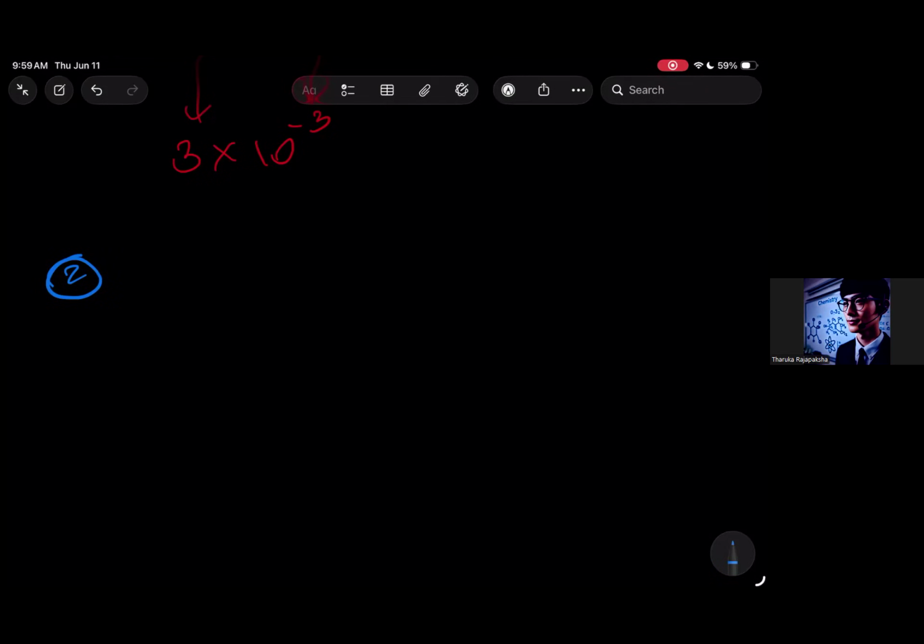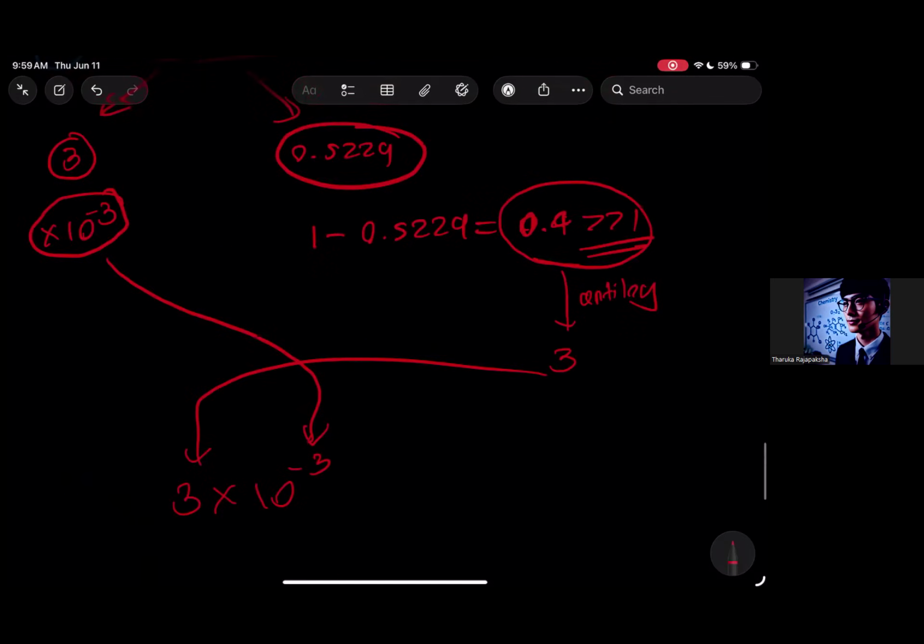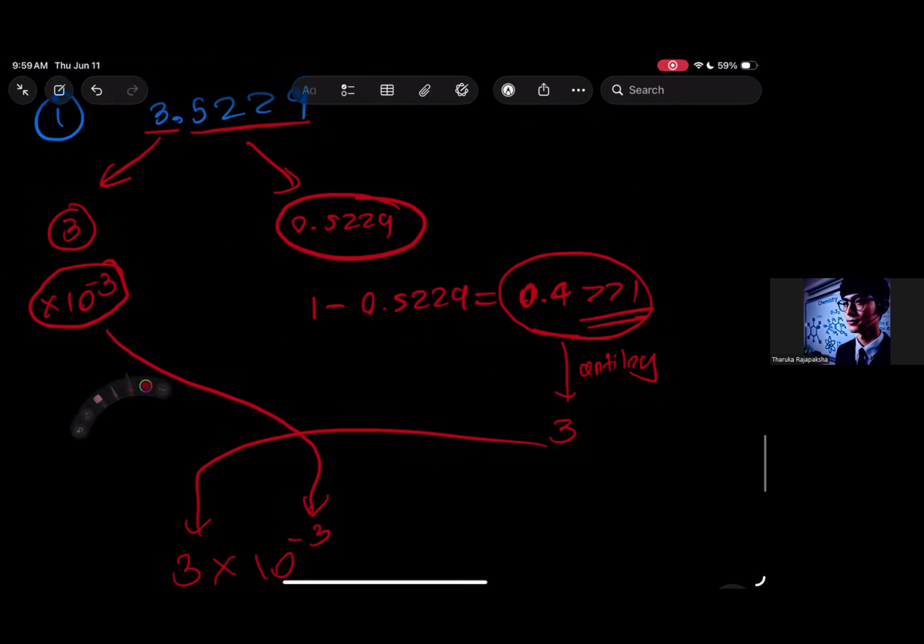So let's say we have to convert 4.3010. We're going to break it down into 2. First of all, separate 0.3010, and this is 4, right? Sorry, in the previous one, we have to do a small correction there. We have to add 1 to this. I forgot that. We have to add 3 plus 1.